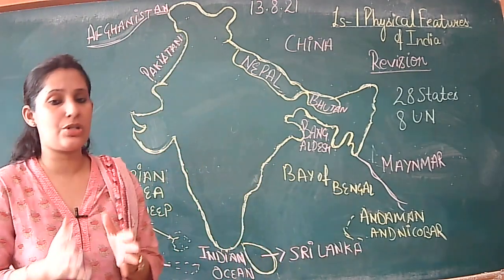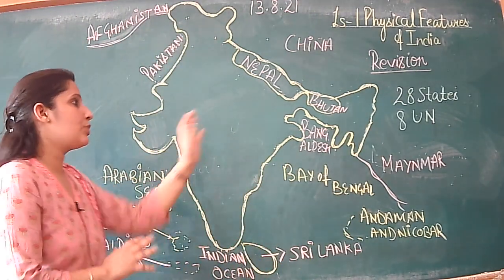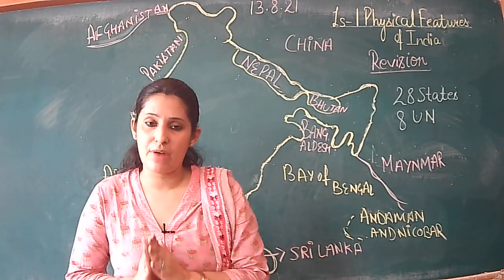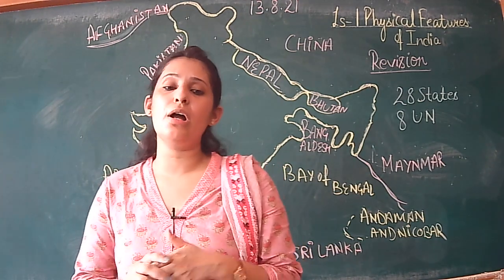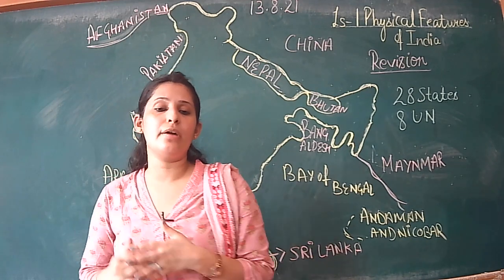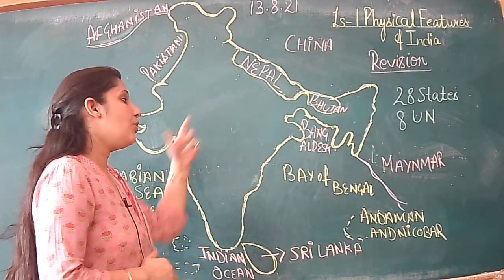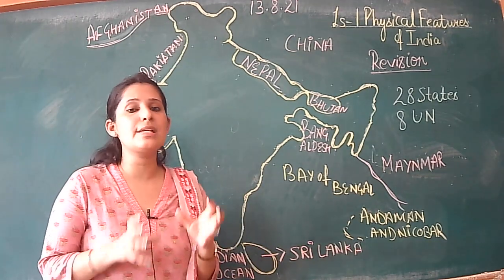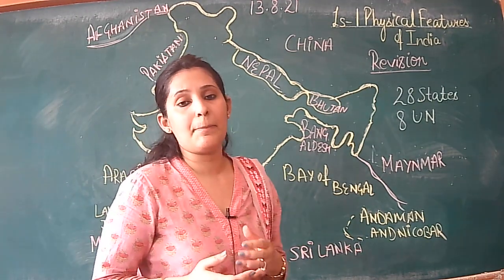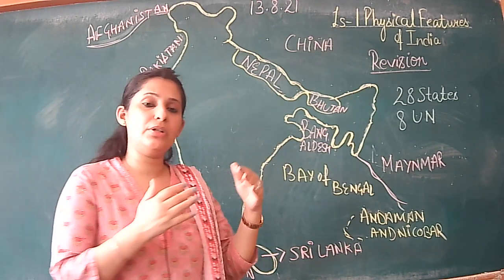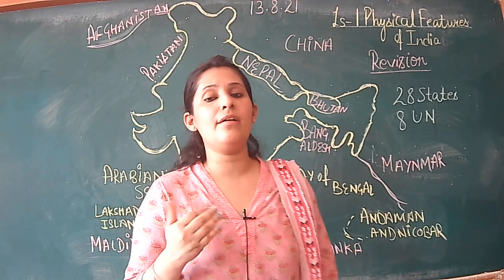So this is all about your chapter number 1, the physical features of India. So we have revised it. Now I want to request you all, do read your chapter thoroughly again, do practice your map properly, and also label it, and always do the labeling in capital letters so that it is clear to you as well as your teacher, whatever you have labeled.